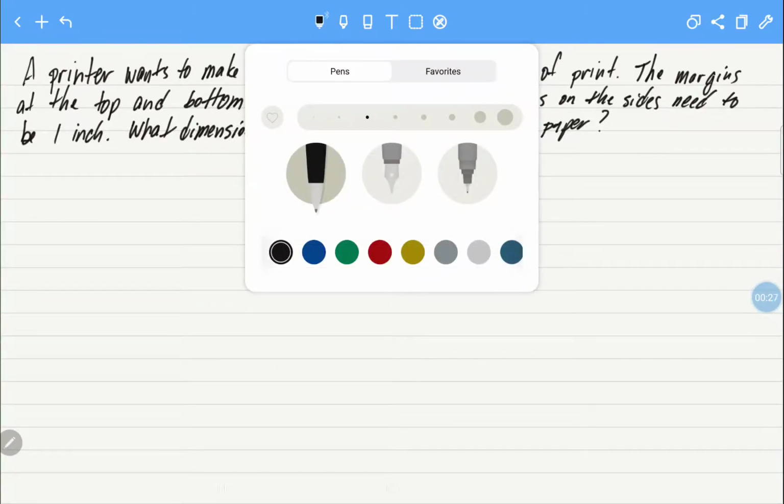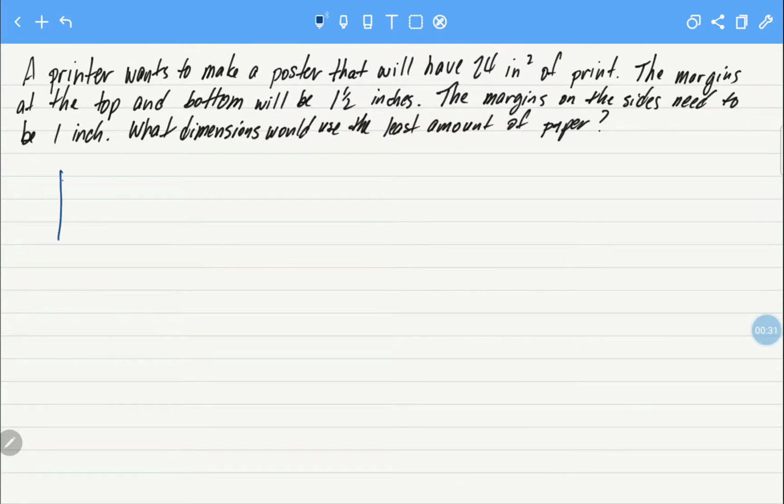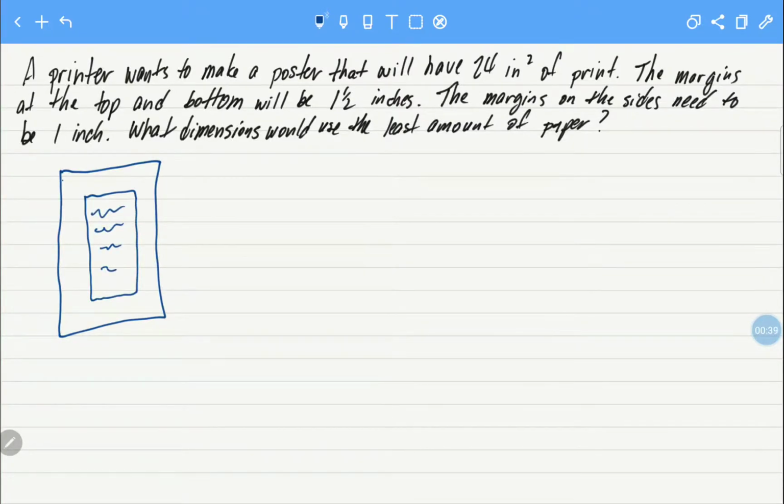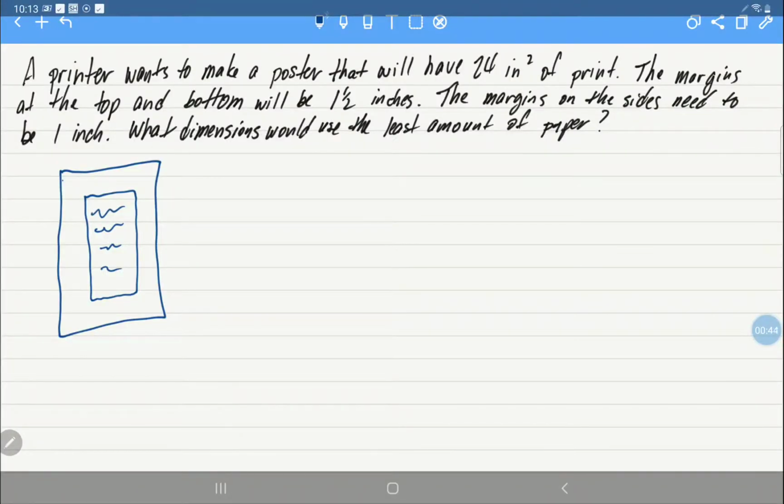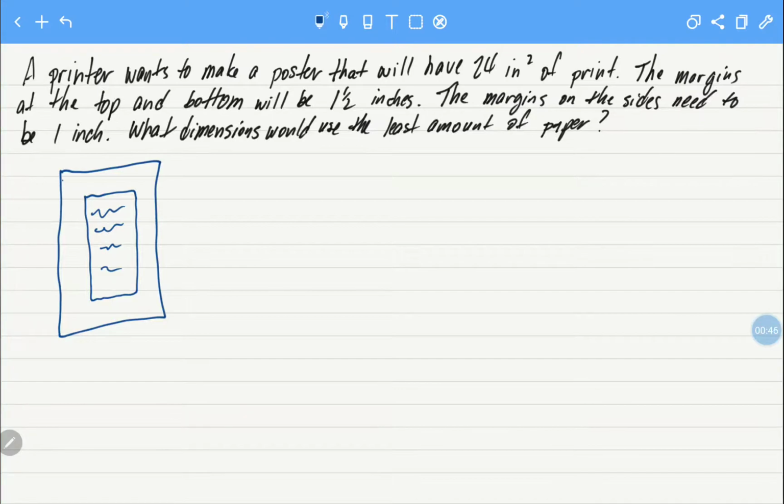Okay. So let's mix this up. Let's draw a picture. Okay. All right, and now here's the weird part. This has got the print in it, right? And that's going to have 24 square inches. So we got to label this. There's a couple ways to label this.